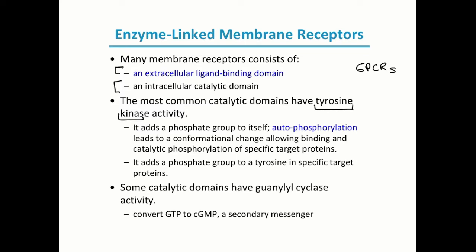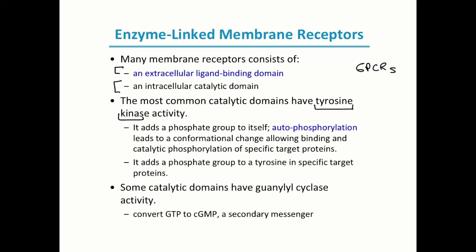It will add the phosphate group to itself, also known as autophosphorylation, and this leads to a conformational change allowing binding and catalytic phosphorylation of specific target proteins. And it will add a phosphate group to a tyrosine.